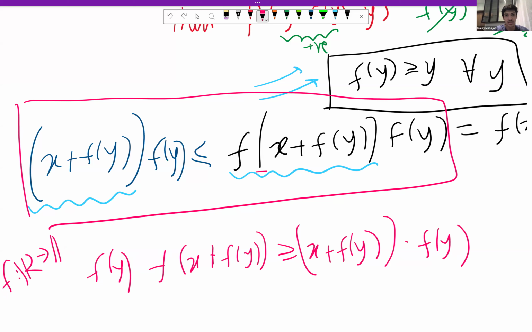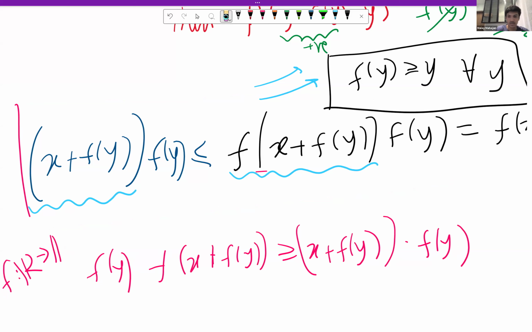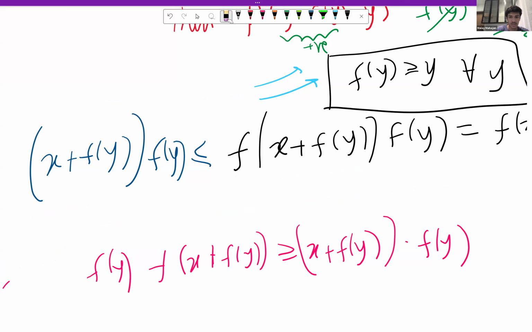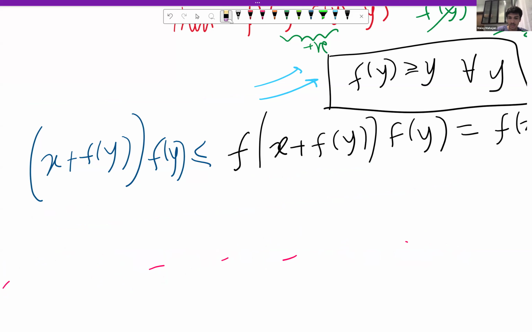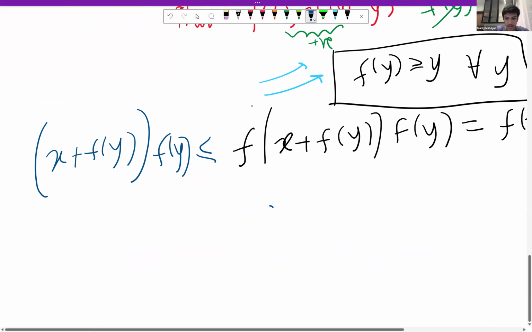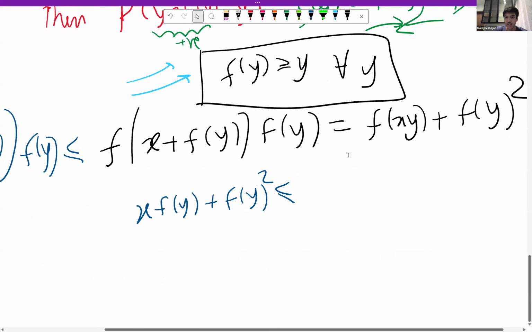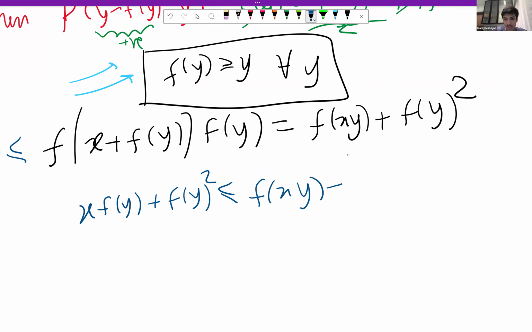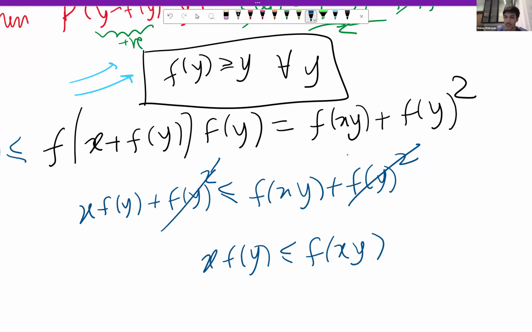Just give me a second. So let's see. On this side we have x fy plus f of y the whole square, which is going to be at most, on this side, f of xy plus f of y squared. And these two just nicely cancel. So we get x fy is at most f of xy. So any ideas to make this nicer?